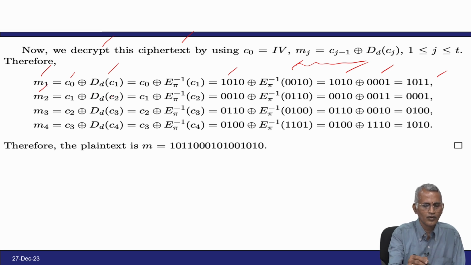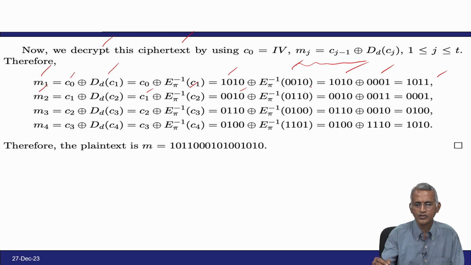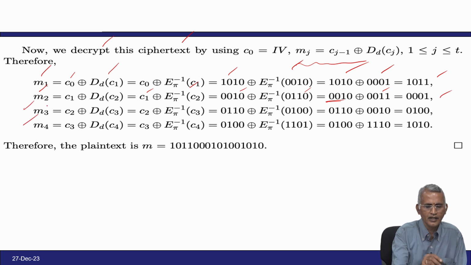Similarly, M2 is equal to C1 XOR D of C2, which is equal to C1 XOR E pi inverse of C2, which is equal to 0010 XOR E pi inverse of 0110. The inverse of 0110 is 0011, and the corresponding C1 value is 0010. Apply the XOR technique, and the resultant is 0001. So 0001 is nothing but M2. The same way, apply it for M3 and M4.